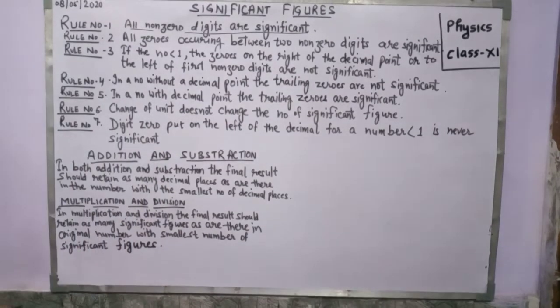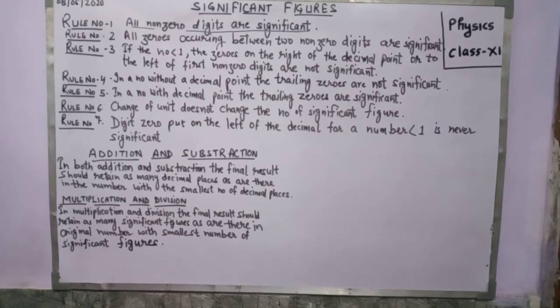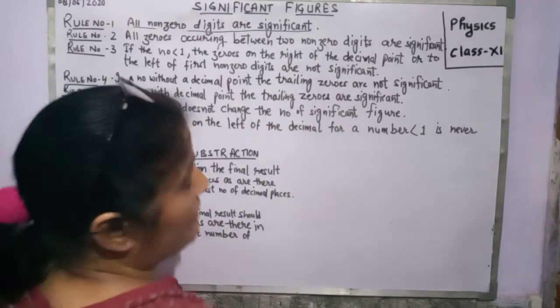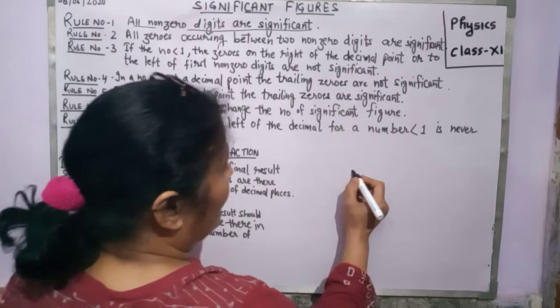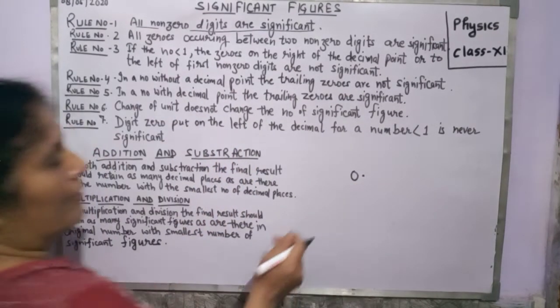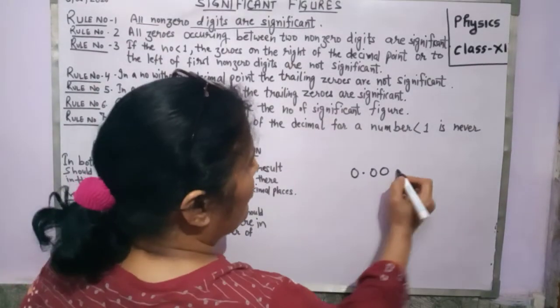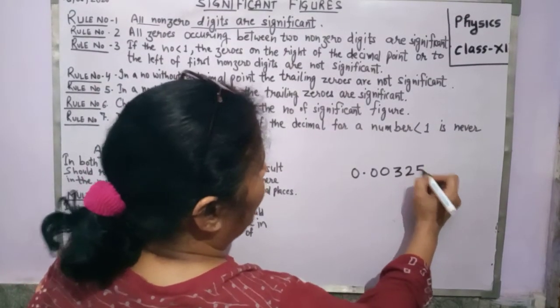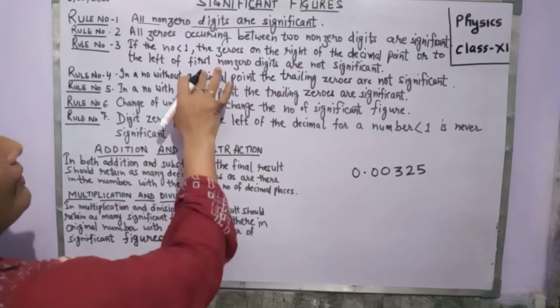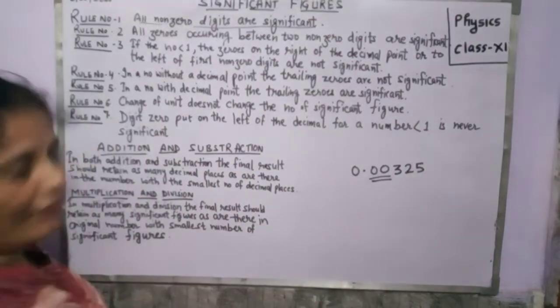Now the third rule is, if the number is less than 1, the zeros on the right of the decimal point are not significant. Number is less than 1 means the zero should be present on the left side of the decimal. Suppose here it is 0.00325. Then as per this rule, these two zeros are insignificant.